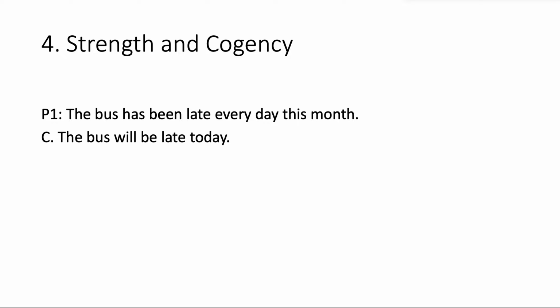Premise 1, the bus has been late every day this month. Conclusion, the bus is going to be late again today. It's an inductive argument for sure. Is it strong? Seems to me to be pretty strong. Every day this month, that's a large amount of evidence, right? Premise 1 isn't just talking about what's been true yesterday or the last few days or even this week. Premise 1 says it's been late every single day this month. So that's a lot of evidence, right? It makes it highly probable that the bus is going to be late again today.